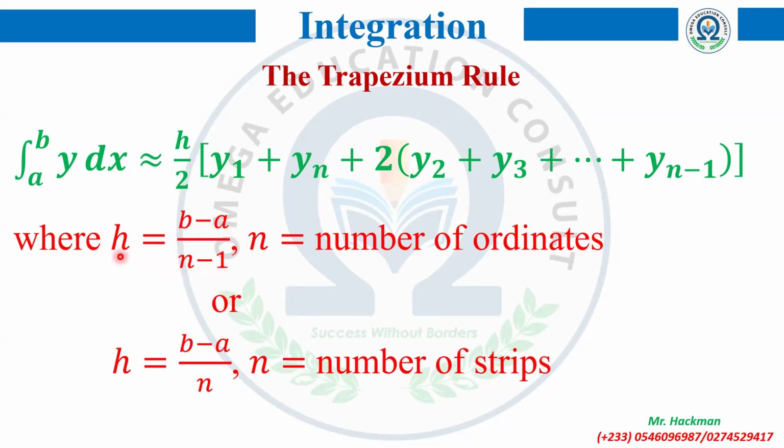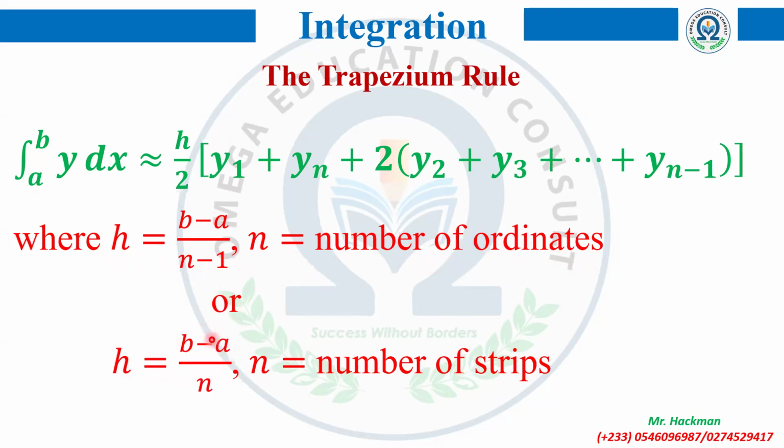If you quote your h this way, then the a and b, which you already know, will be your limits of integration, the upper limit and the lower limit. And the n here will be the number of ordinates, and I will let you know what we mean by the number of ordinates very soon. Or h will be equal to b minus a over n.